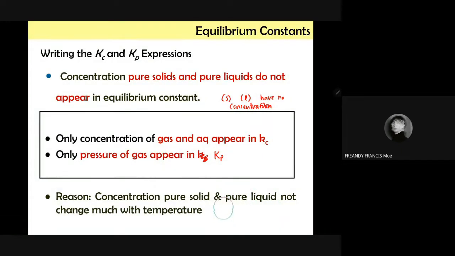Sebab liquid sebenarnya tiada kepekatan. Solid pun sebenarnya kita tiada ukuran, tiada syarat untuk kita ukur kepekatannya. There is no way for us to actually calculate the concentration of pure solid or pure liquid. Okay? Sebab liquid itu tiada air dalam dia. Kalau kita ambil contohnya liquid oil, minyak. Minyak dalam tu mana ada air. Kepekatan minyak kekal sama. Sentiasa minyak dia macam tu je.